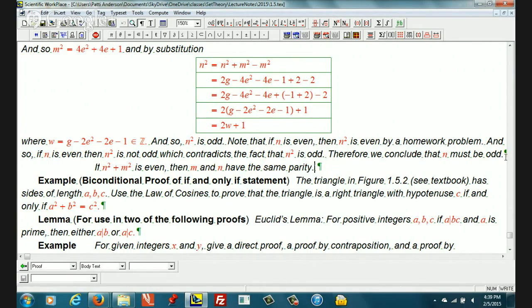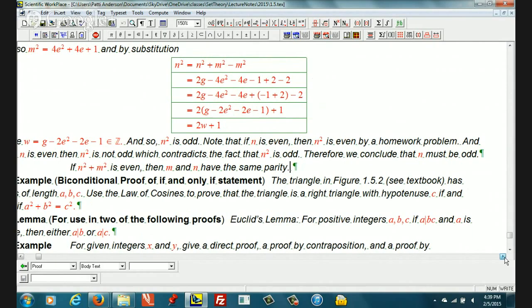All I did was I came up here and I hit enter. You can see it has an enter right there. And it put a proof symbol down here when I did it, and I just hit backspace to remove the proof.